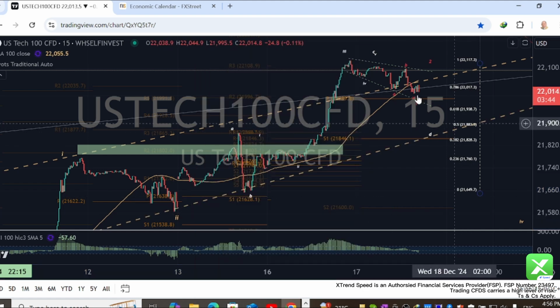So here shows that moving from the upper boundary of the ascending triangle on the ending diagonal to the lower boundary of the ending diagonal takes us again to 21,800.